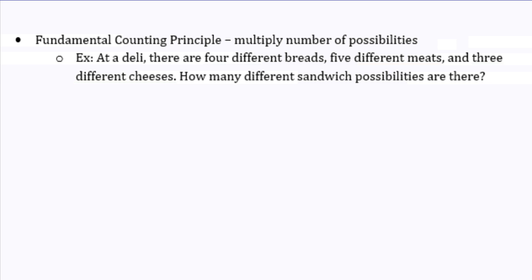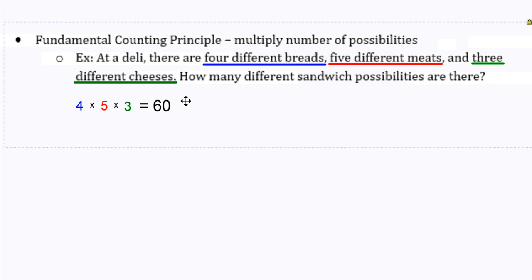All right, fundamental counting principles. The basic idea is that I multiply my number of possibilities. So as an example, at a deli there are 4 different breads, 5 meats, 3 cheeses. I want to know how many different possibilities there are. So if there are 4 breads, 5 meats, and 3 cheeses, I'm going to multiply those things together. 4 times 5 times 3 is going to give me 60.